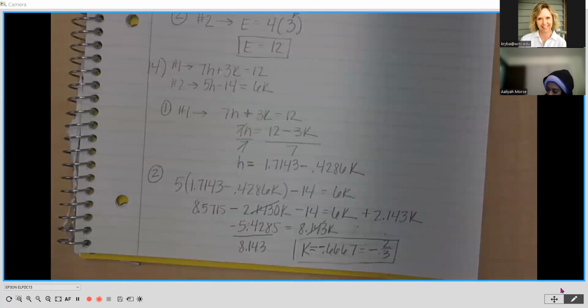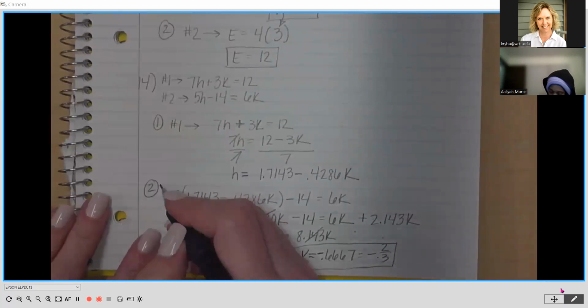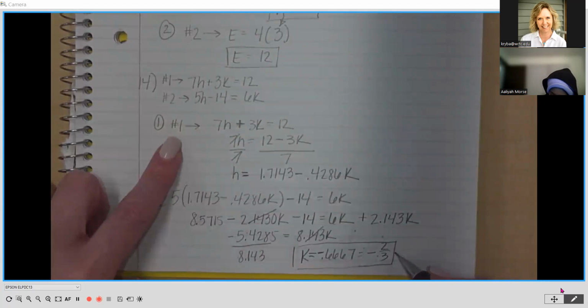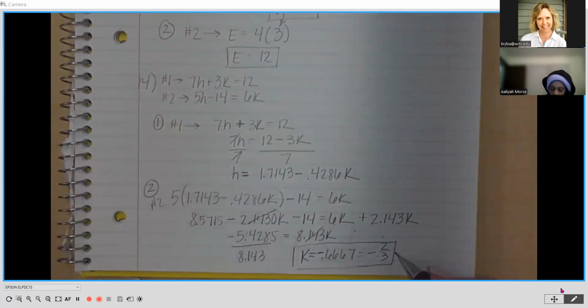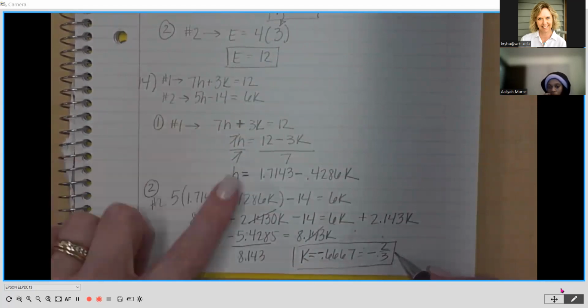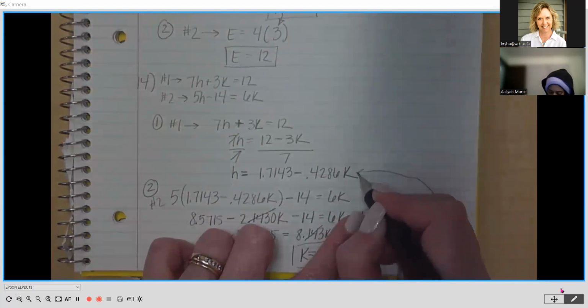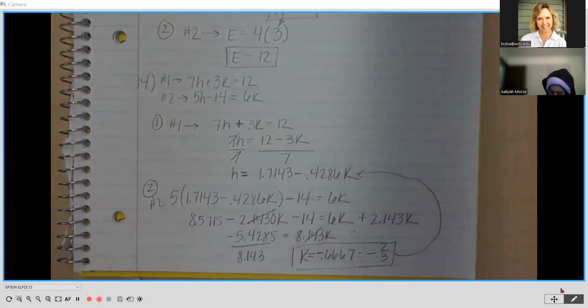Okay, so once you get K solved for negative 2/3, now because we were in equation number 2, we're gonna go back up to equation number 1 and we're gonna substitute. Now, where you want to go with number 1, remember how we solved for H in terms of K? We're gonna go to that rearranged equation and we're gonna put K into that spot there.